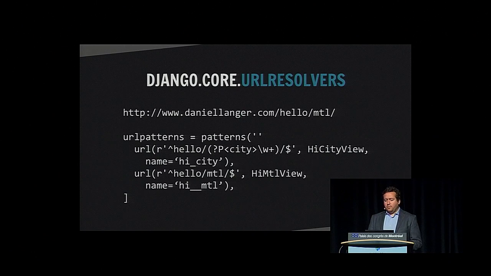Now, the important thing is that these go in order, and the first URL that matches wins. So if we switched our URL config to look like this, this is what it used to be, and we've now just switched the order of the two of them. In this case, /hello/mtl would go to hi_city view, because it comes in and says, well, what does hello/anything map to? /hello/mtl matches this, so let's go deal with hi_city view. And nothing would actually get to hi_mtl view.